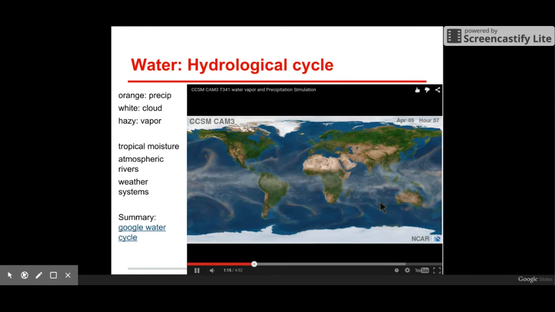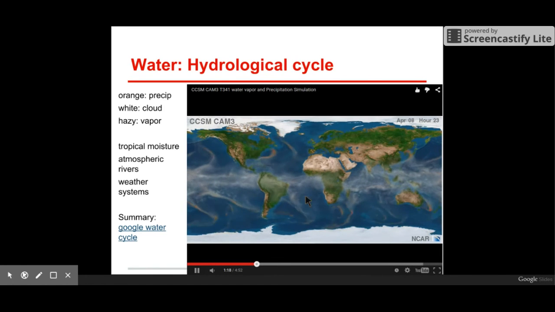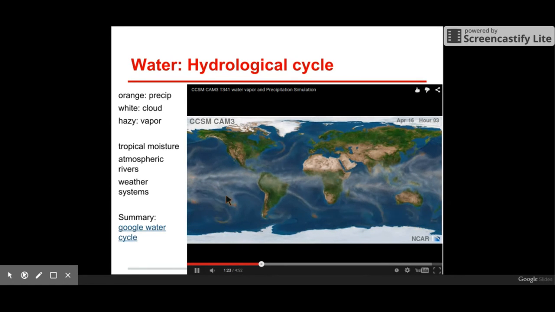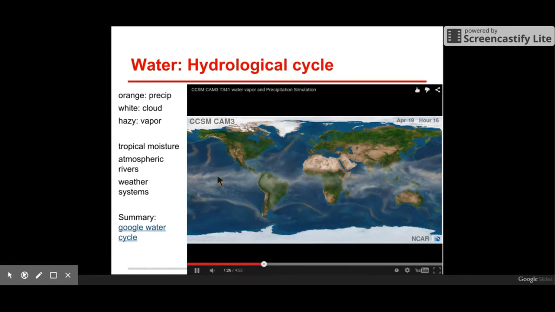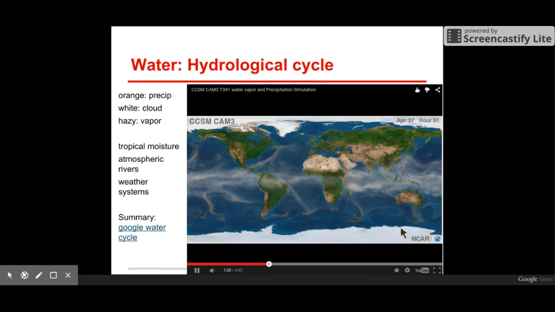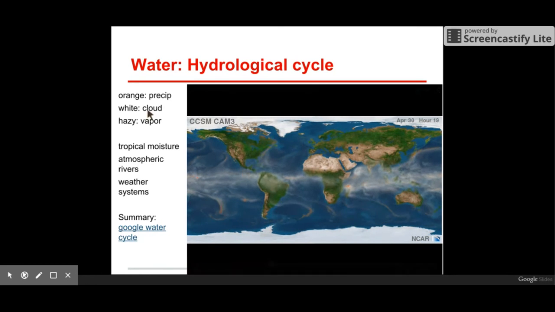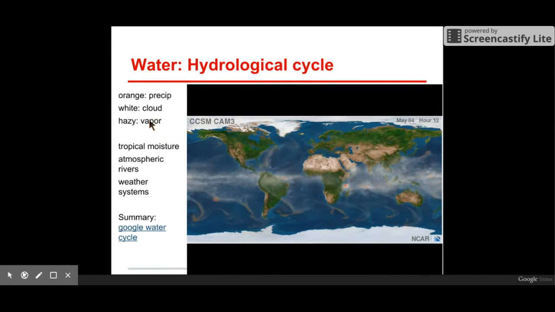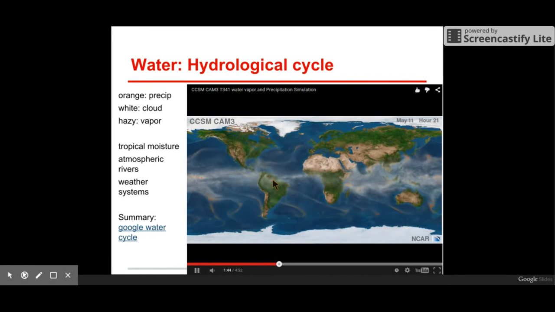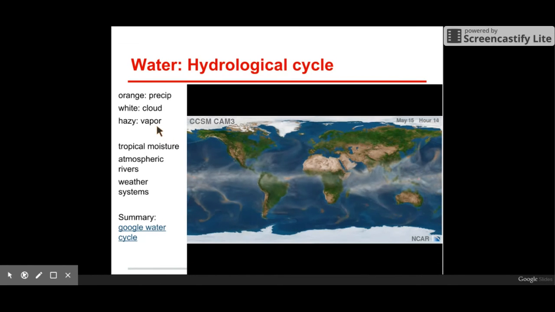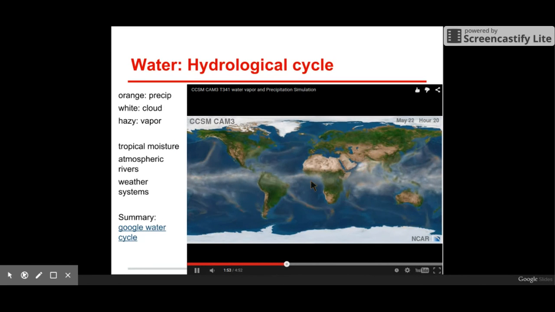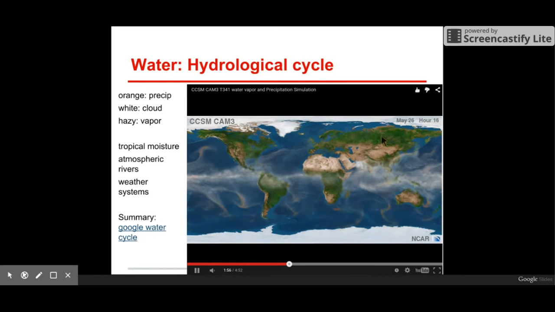Let me just quickly go over what we're looking at here. You see various forms of atmospheric water depicted here. In orange is precipitation, and you will see those along these wisps of cloud going towards the poles, as well as in the tropics over here. White represents clouds, which are made out of liquid or frozen particles of water. And water vapor is depicted by these hazy regions that you see mostly in the tropics, but also in little wisps in the extratropics as well.